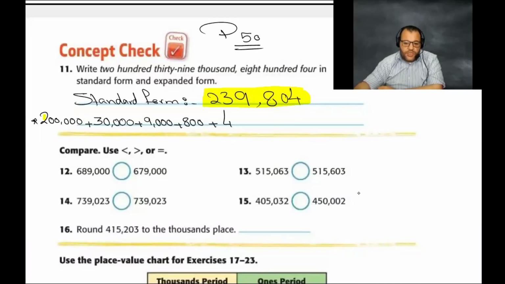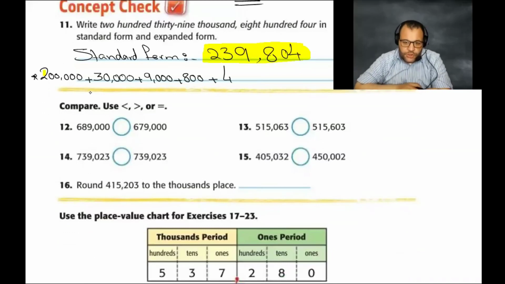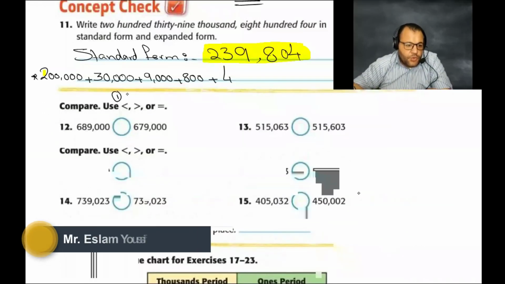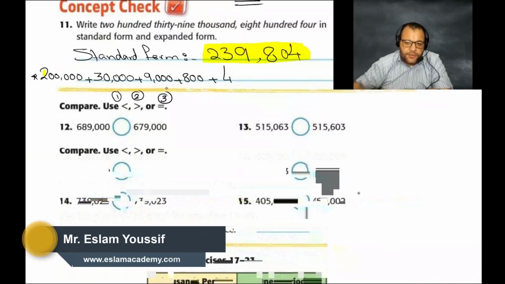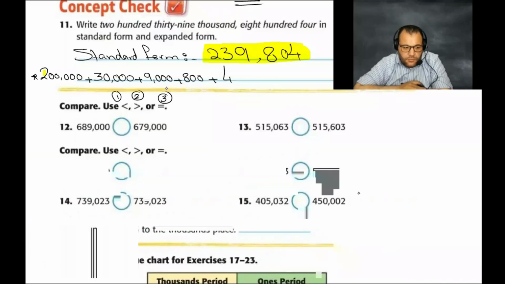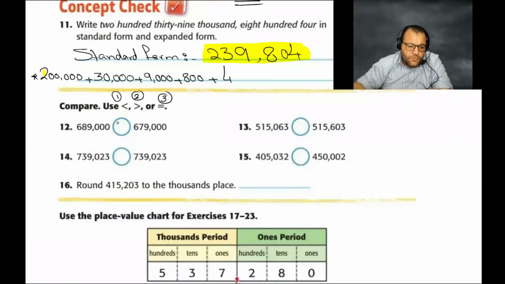So we have measured, we need to solve question number 12. Put greater than, smaller than, or equal. That is sign number 1, number 2, and number 3. 689,000 is greater than 679,000. Perfect. So we need Muhammad Zikwan to solve question number 14. 739,223, 700 is equal to 700. Equal to, yes. Thanks.